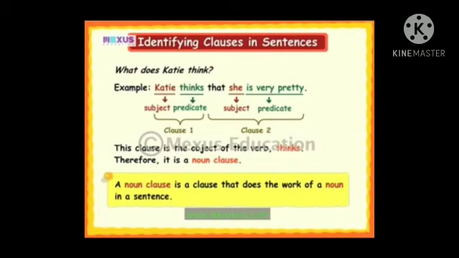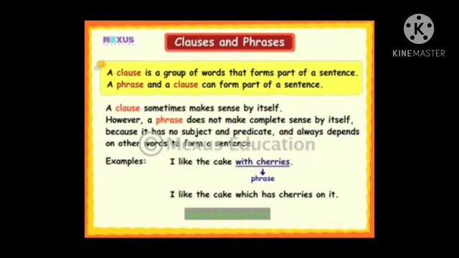So here this class is the object of the verb thinks. Therefore, it is a noun class. So, what is a noun class? A noun class is a class that does the work of a noun in a sentence. So, it is called a noun class.